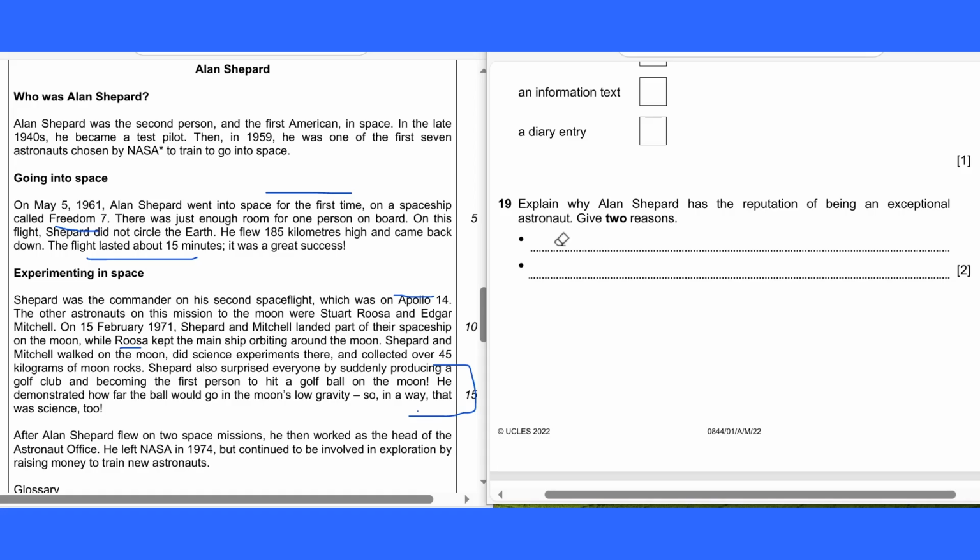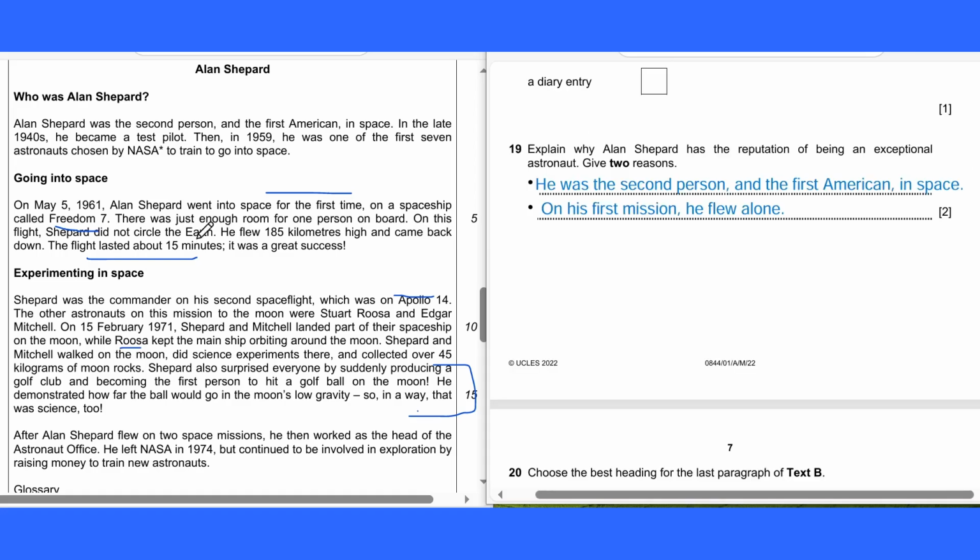Right, time up guys, so let's check out the answer. If you have not finished, you may pause this video. Here we go. So this is the example of correct answer. He was the second person and the first American in space. Second person, first American in space. Second, and on his first mission, he flew alone. Here, just enough room for one person on board.